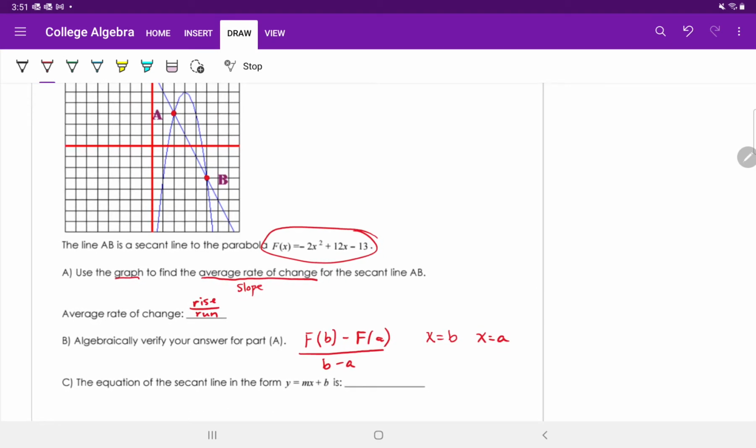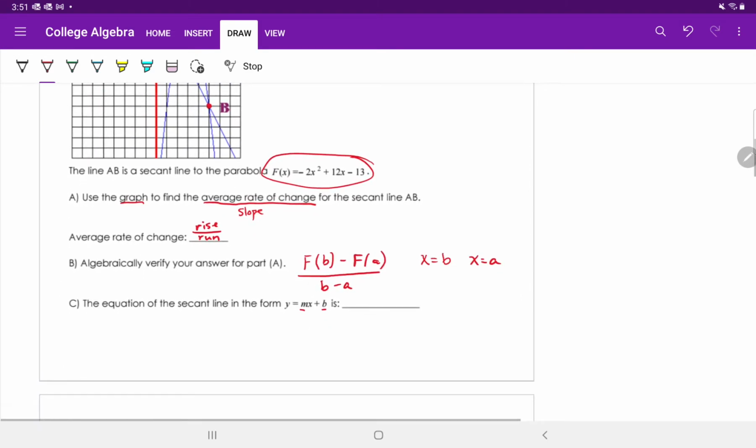And finally for part C, once you've done A, this one should be pretty easy. We're just writing the equation for the secant line. Now this is just a line, right? So we need to know the slope, which you'll get from part A, and you need to know the y-intercept, which you can get from looking at the graph, and you just write that as the equation of a line.